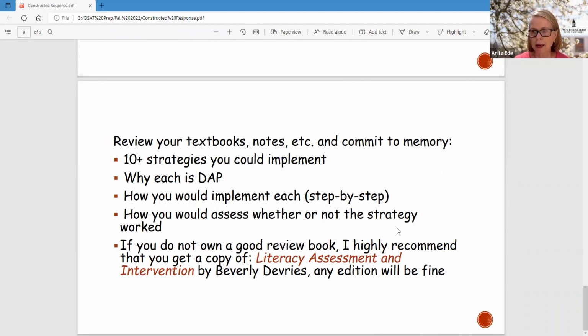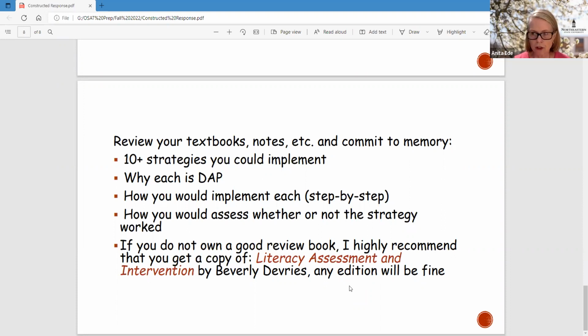One of the books that I highly recommend, and you can buy this used online for not a whole lot of money, is Literacy Assessment and Intervention by Beverly DeVries. Multiple editions are available. It does not make any difference what edition you buy. The strategies will not be significantly different. So get yourself a copy of that if you do not have an available reading strategy textbook.